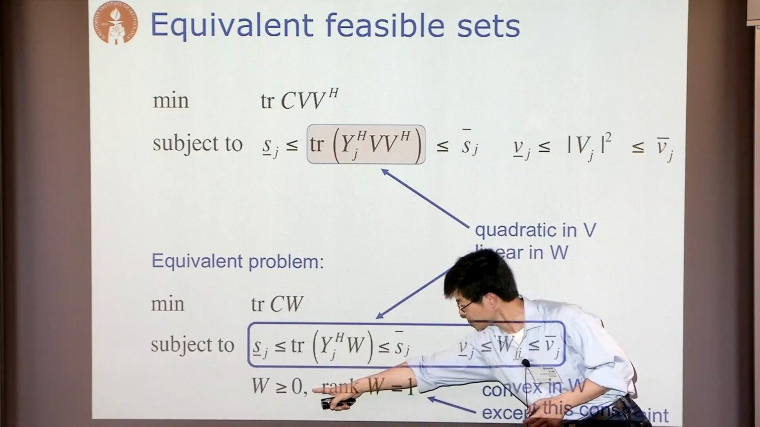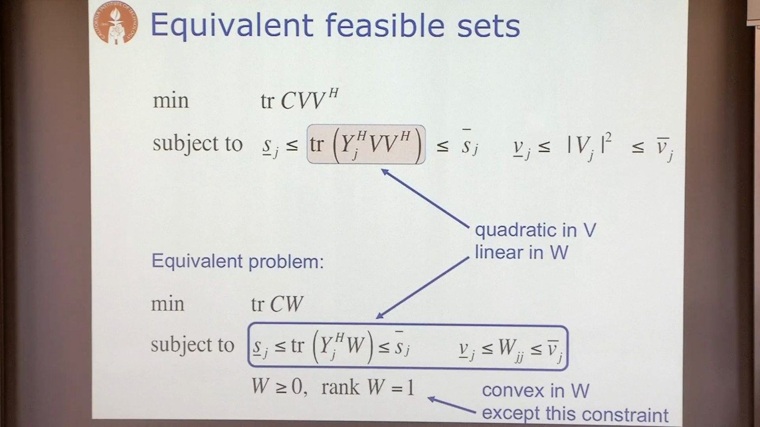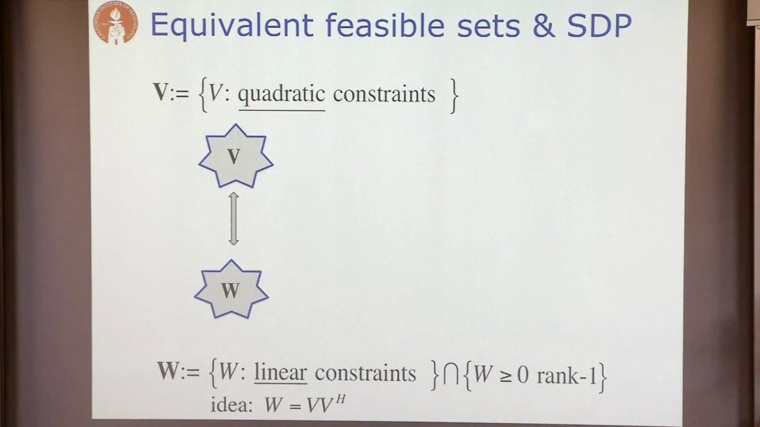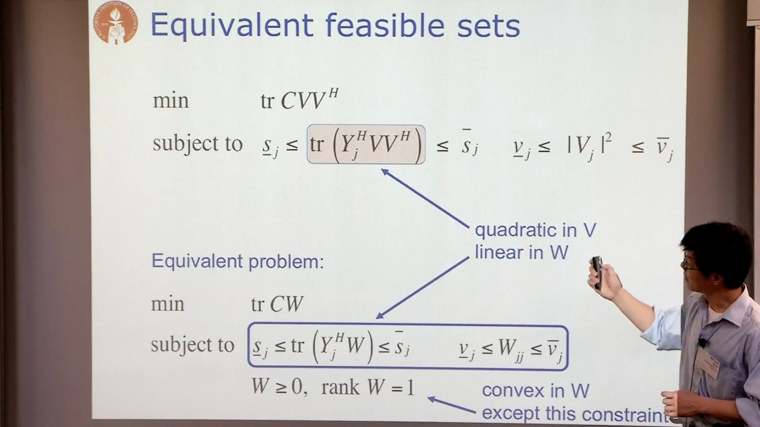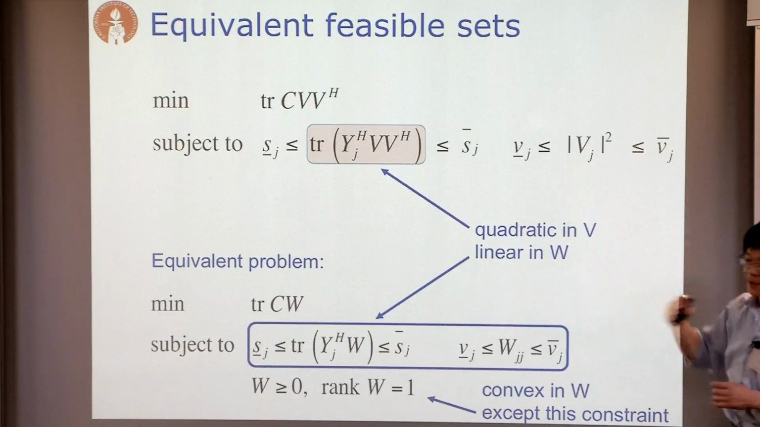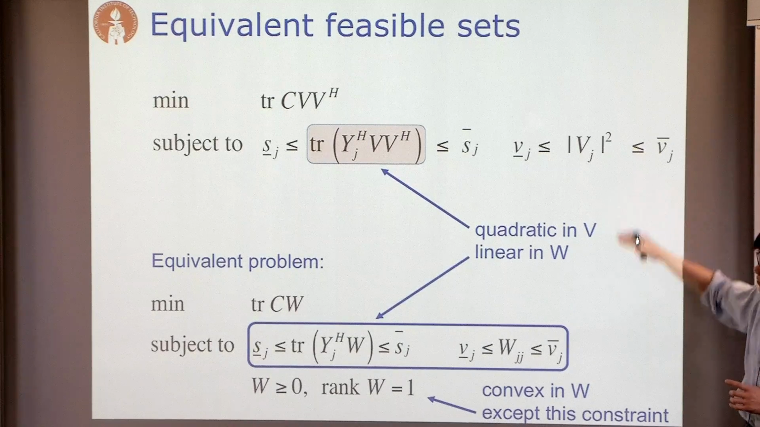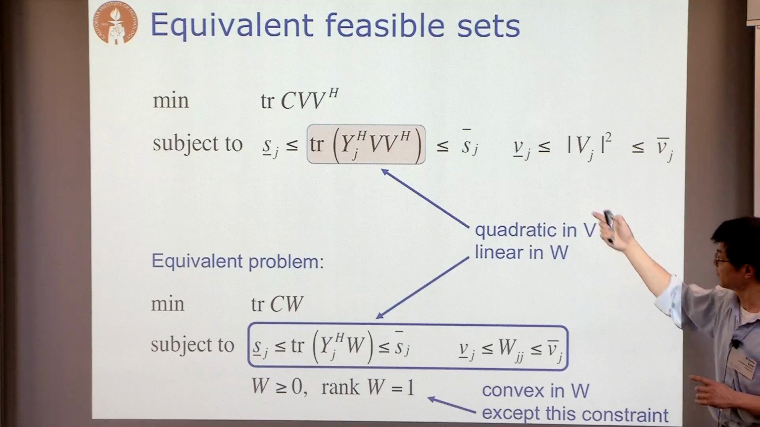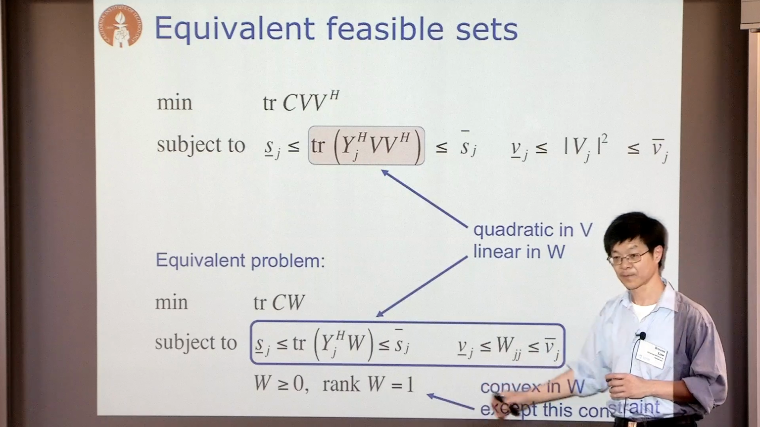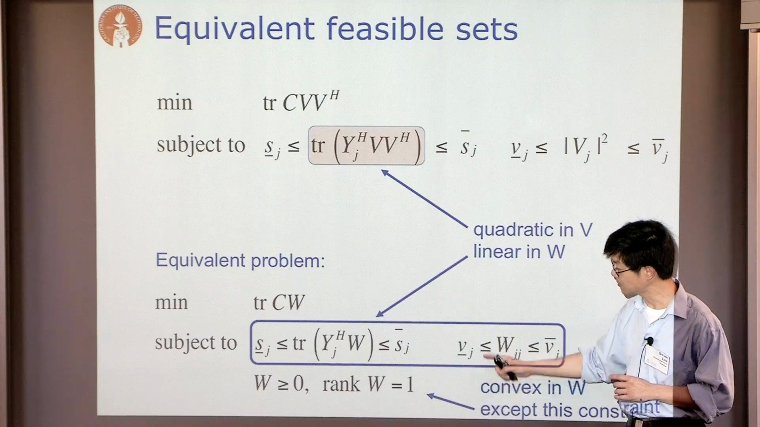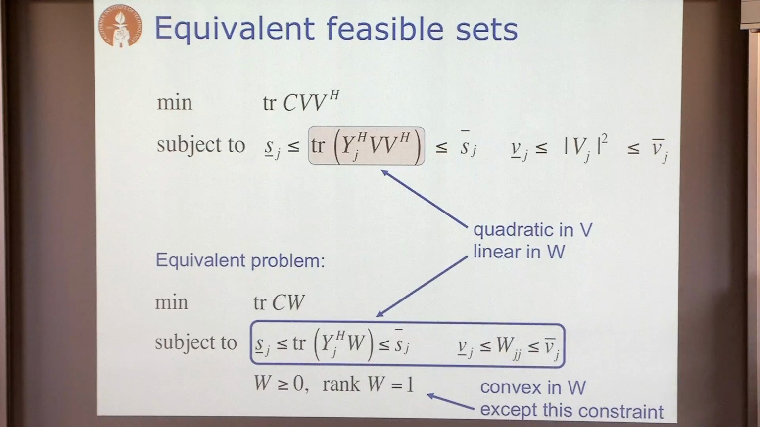And this is convex constraint, and this is the only non-convex constraint. And SDP simply says, let's ignore it. Okay. So the two problems are equivalent in the sense that there's a one-to-one mapping between the feasible sets. Given a V, you can write a W that's set by these set of conditions. And given a W that's set by this set of conditions, there's a unique V that was set by this set of conditions up to a rotation.